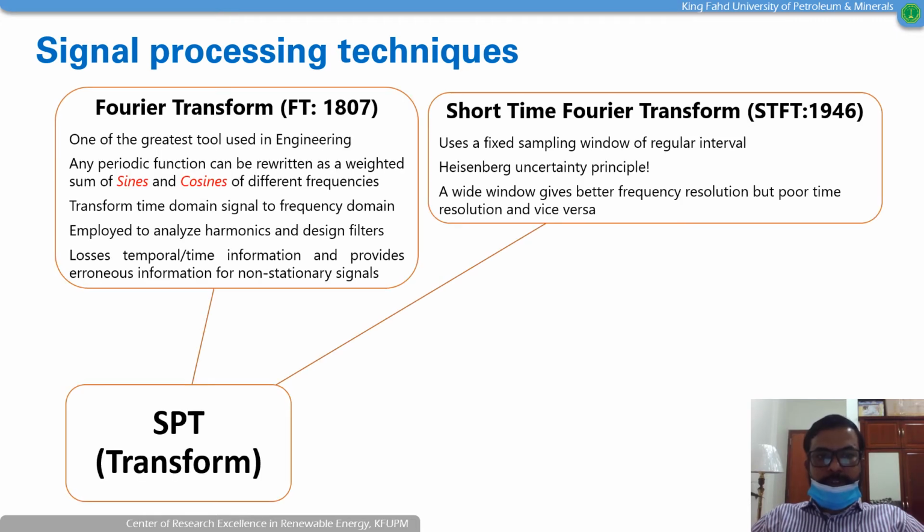Now let us have a quick look at the signal processing techniques. The Fourier transform, one of the most widely used and greatest tools in engineering, transforms the time domain signal into a frequency domain signal. Therefore, it loses time information, and it provides erroneous information for non-stationary signals like power quality disturbances. On the other hand, the short-time Fourier transform provides both frequency and time information. However, it cannot provide better frequency and time resolutions at the same time.